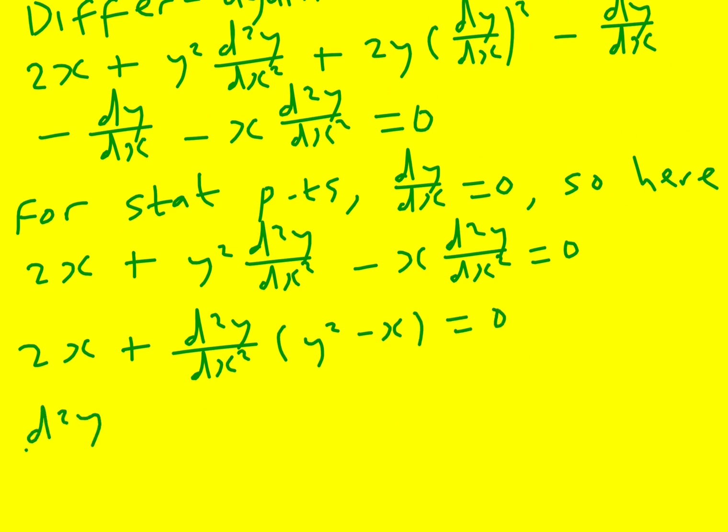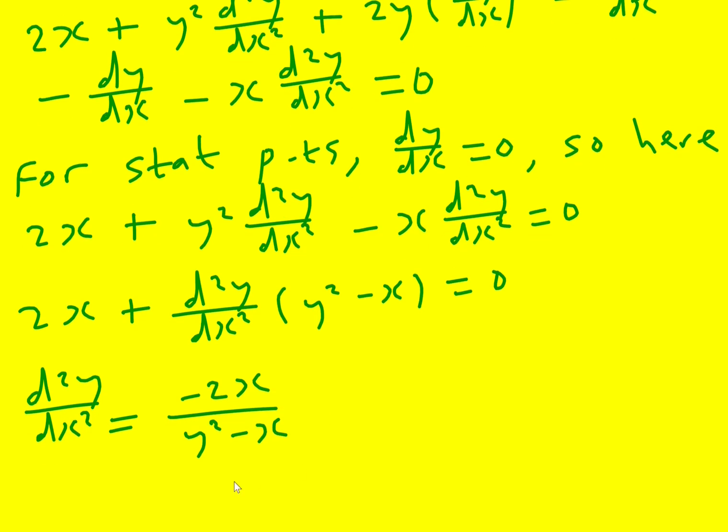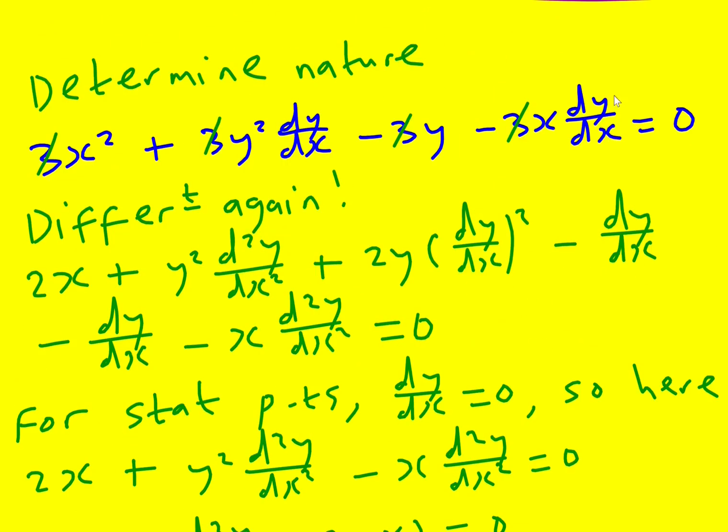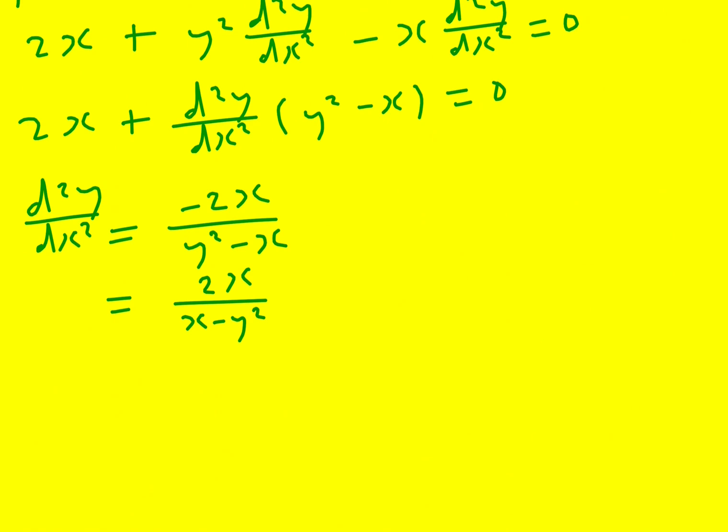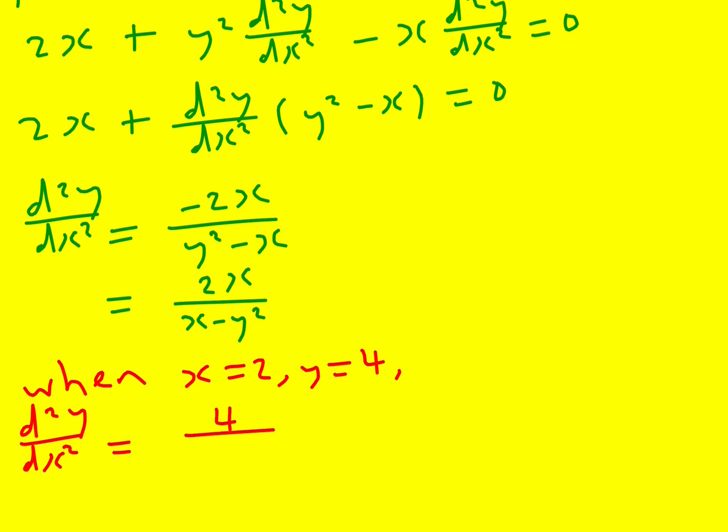Okay, and we found the second derivative. It's going to be minus 2x over y squared minus x. Probably makes sense to change that to 2x over x minus y squared. Finally, we've got one stationary point when x is equal to 2 and y was equal to 4. So it's 4 over 2 minus 16. This is definitely going to be less than 0. So it's going to be a maximum.